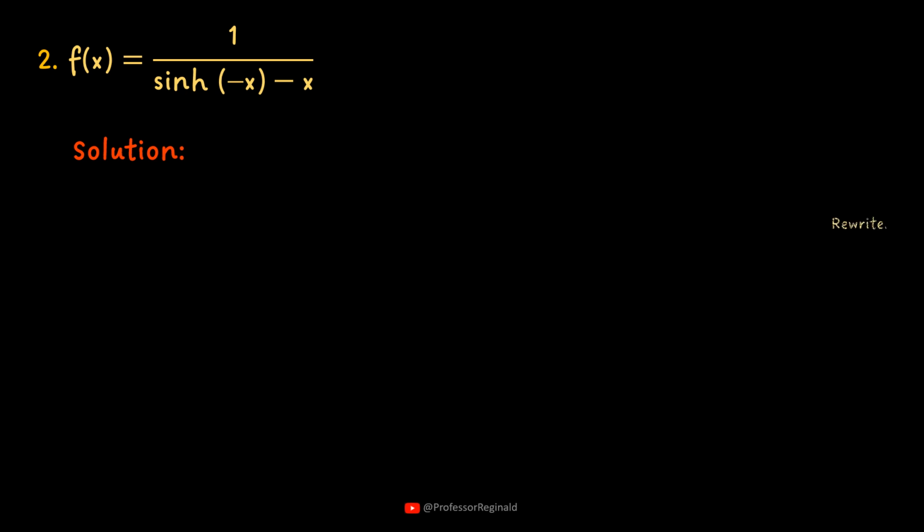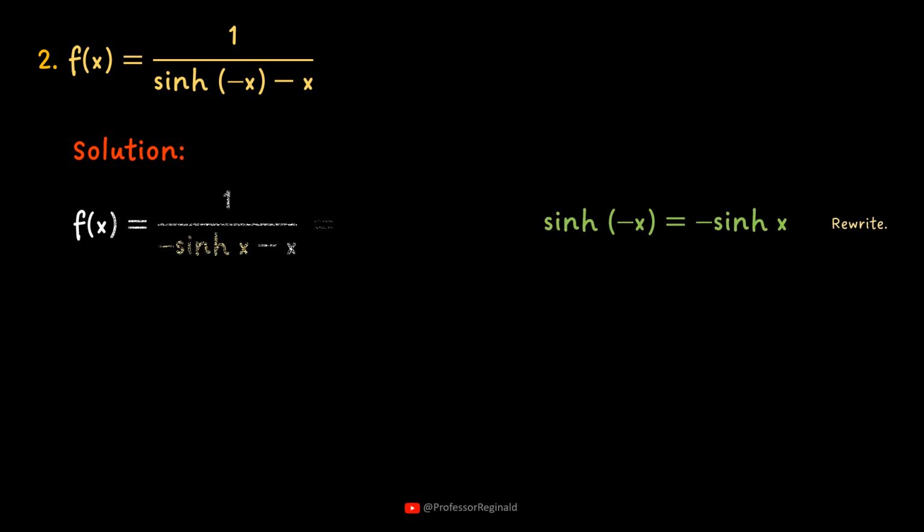Number 2. F of x equals 1 all over the quantity of hyperbolic sine of negative x minus x. Solution. To be able to use a basic hyperbolic function rule, rewrite f of x using a negative argument identity. F of x becomes the negative of 1 all over the quantity hyperbolic sine of x plus x.